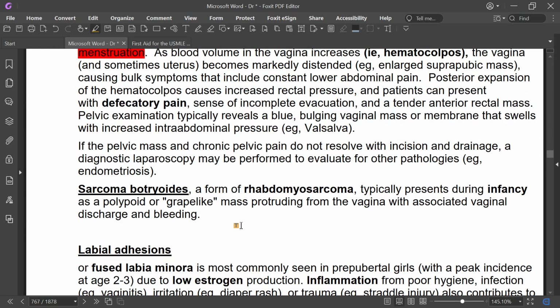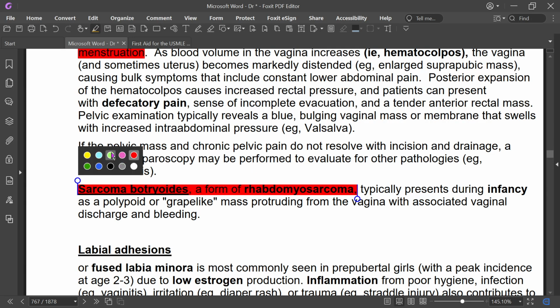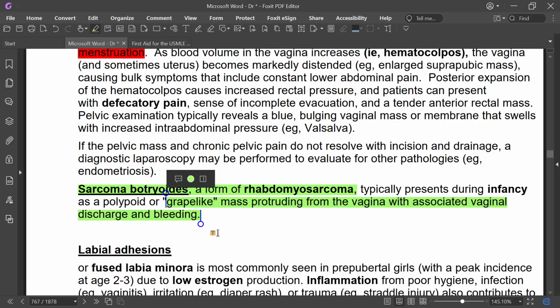And next, sarcoma botryoides is a form of rhabdomyosarcoma, a polypoid grape-like mass protruding through the vagina, usually in babies less than age 3. It is associated with vaginal discharge and bleeding.